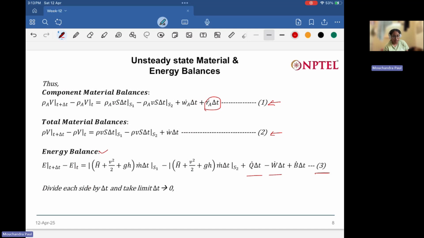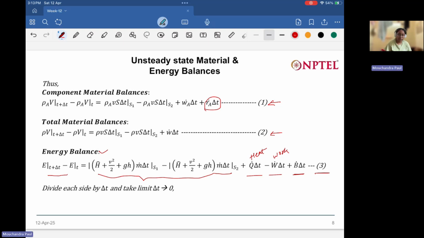Here, the left hand side term represents the net energy accumulation. This term represents the transport of energy through the defined surfaces S1 and S2. This represents heat, and this term represents work. Lastly, this term represents the energy transport from the surfaces which are not defined, the other surfaces. Okay?